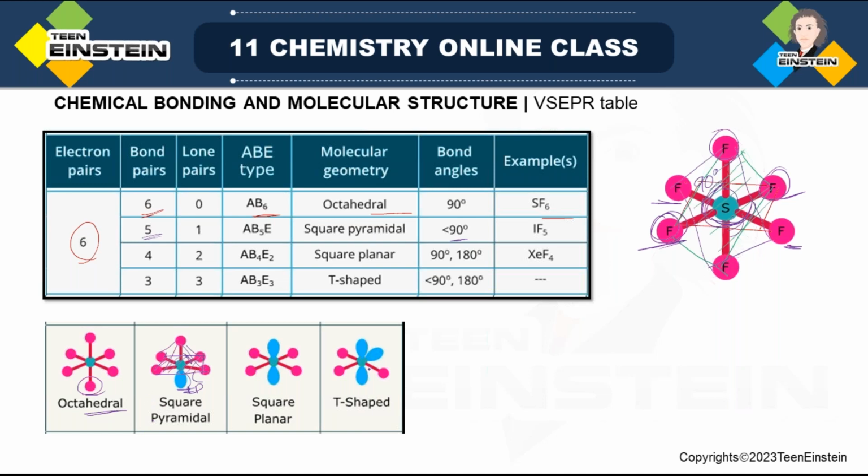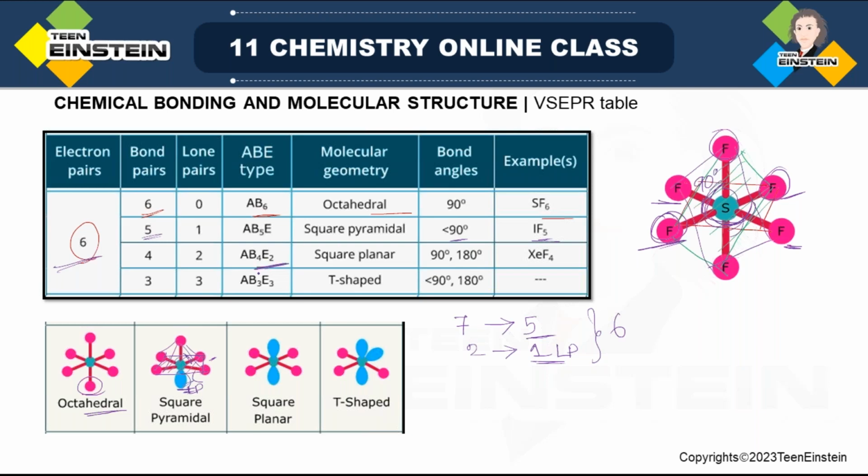An example is IF5. For IF5, we know there are a total of 7 valence electrons for iodine, the central atom, out of which 5 electrons will be used up for bond formation. The remaining 2 electrons will be treated as one lone pair. That means a total of 5 bond pairs and 1 lone pair, so total positions will be 6, which we are discussing now. As there is one lone pair, you have to place it in this position. You can also place it in this position, but that will make the same, equivalent structure.